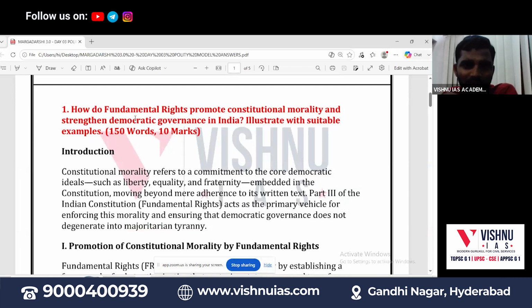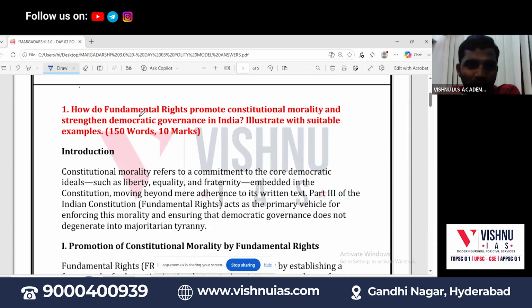Today's syllabus is fundamental rights, right? So, how do fundamental rights promote constitutional morality and strengthen democratic governance in India? It's an analytical question. There are a lot of subparts in this question. Illustrate with suitable examples.